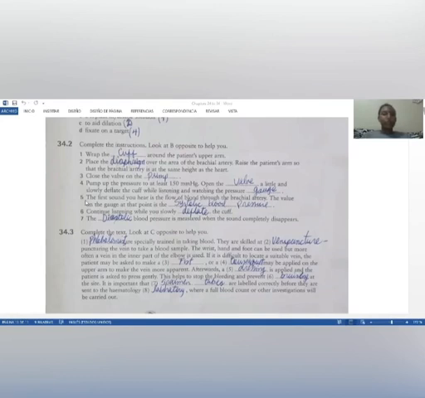Number 5. The first sound you hear is the flow of blood through the brachial artery. The value on the gauge at that point is the systolic blood pressure. Number 6. Continue listening while you slowly deflate the cuff. Number 7. The diastolic blood pressure is measured when the sound completely disappears.